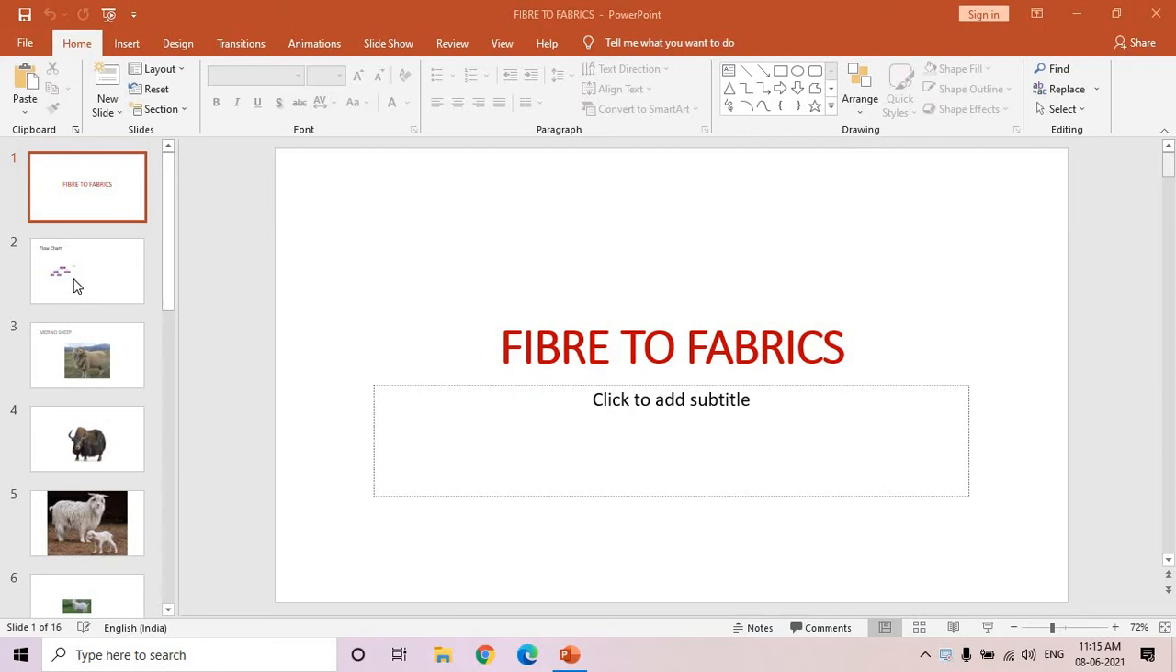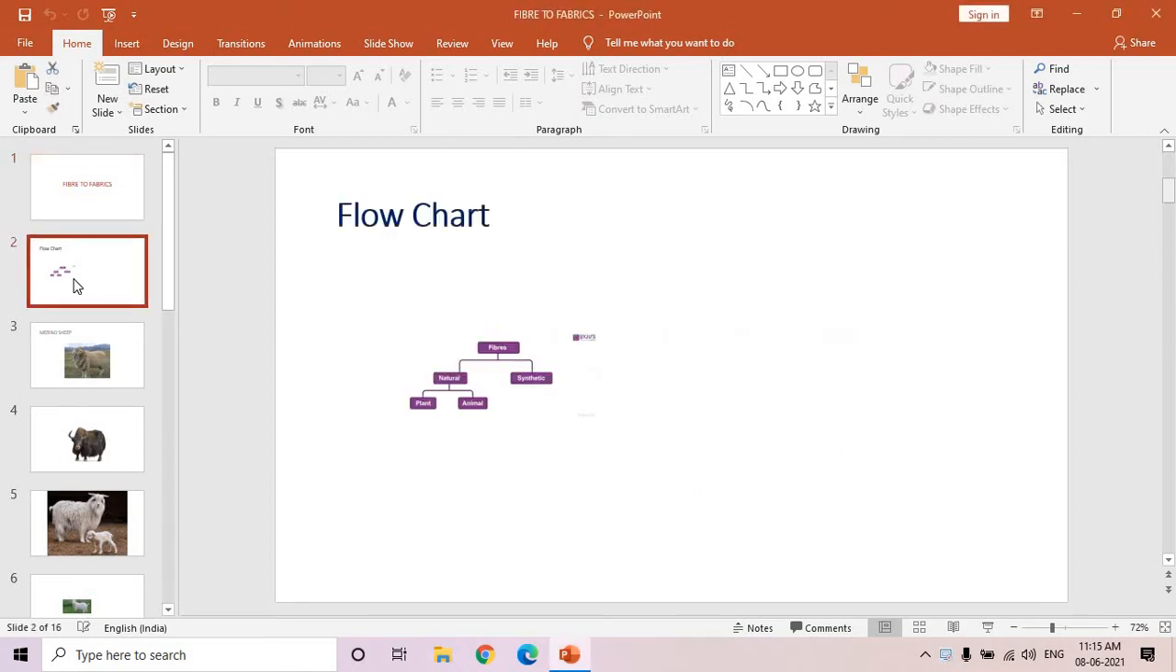What do we wear to protect our body? You know that obviously we are wearing clothes to protect ourselves. And what are we using to make these clothes? We are using fibers to make the clothes.